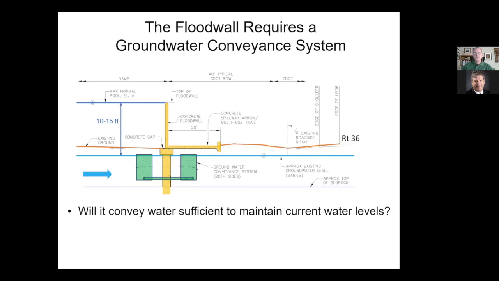So really the questions are, will that conveyance system under normal conditions actually route or convey enough water to maintain current water levels? That's an important question because on both sides of the flood wall, in fact, on both sides of Route 36, is critical wet meadows, and they require a fairly shallow groundwater level. So if the conveyance system doesn't work under ambient conditions, we're going to have areas either flooded on the upstream side or dried up on the downstream side, or both. And so we'll have a loss of critical habitat.